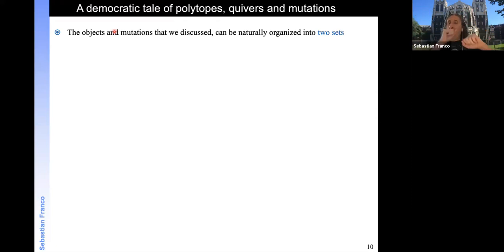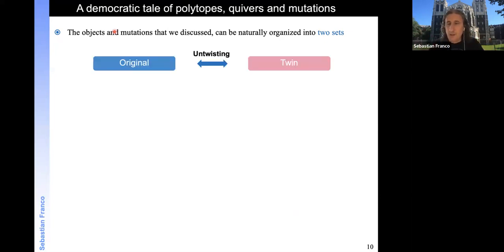So these objects, as you can imagine, I'm going to argue that they can be organized in two sets. I talked about polytopes, I talked about quiver theories, I talked about mutations of quivers, and I talked about mutations of polytopes. And then I talked about untwisting. So these objects, the polytopes and the quiver theories, and their mutations can be organized on two sides, which are bridged by untwisting. And I will give them two names. One is going to be called original, and the other one is going to be called twin. There's no one original side. I mean, I can start from original and everything is symmetric.